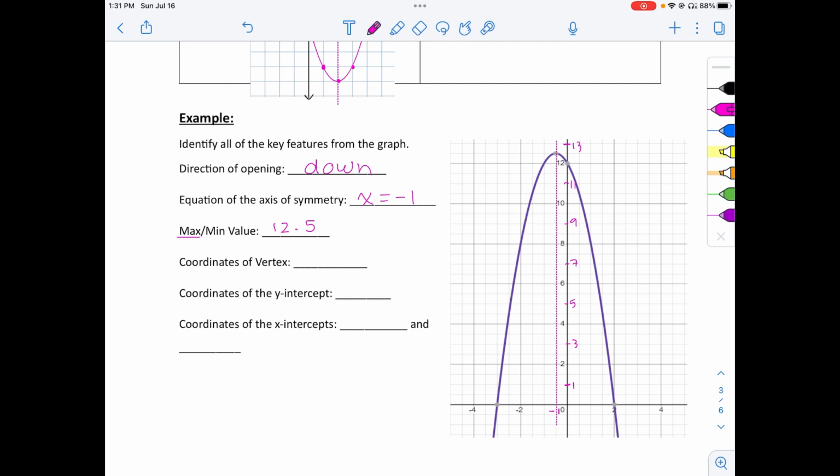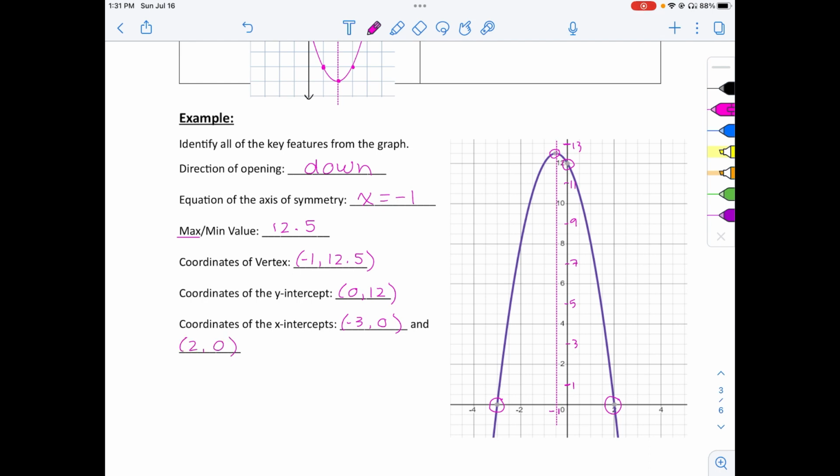So the coordinates of my vertex then, where this gray point is labeled, are going to be -1, 12.5. Okay, so the x coordinate is the same as the axis of symmetry value, and the y coordinate is the same as our max value. The y-intercept we can see is right here, so this is at 0, 12. And then my x-intercepts, I can write the coordinates as well, so we see there's 2 of them, one here and one here. And based on what this is, I think this is -3, 0, and +2, 0.